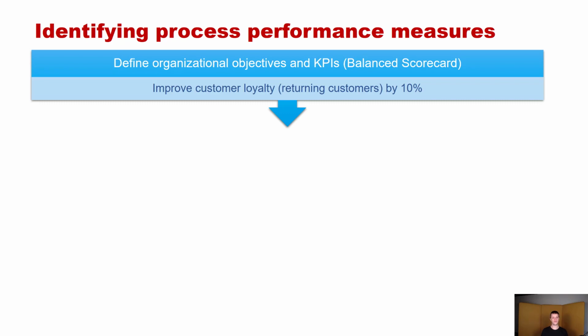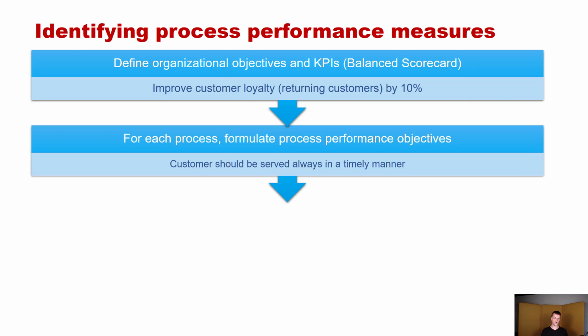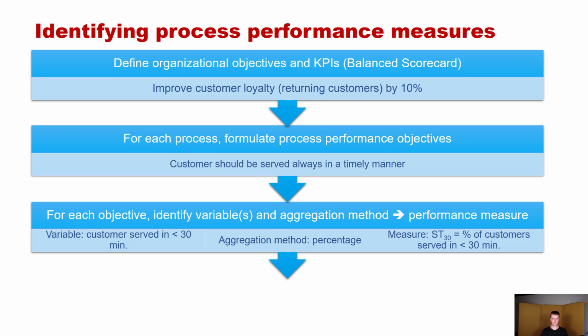And those organizational objectives could be, for example, to improve customer loyalty in terms of returning customers by 10%. Based on that, we can define or formulate for each process the performance objectives. In this case, we could define that the objective is that the customer should always be served in a timely manner, assuming that there is a relation between loyalty and serving in a timely manner. Once that is in place, we can, for each objective, identify variables and aggregation methods. This is going to give us our performance measure.